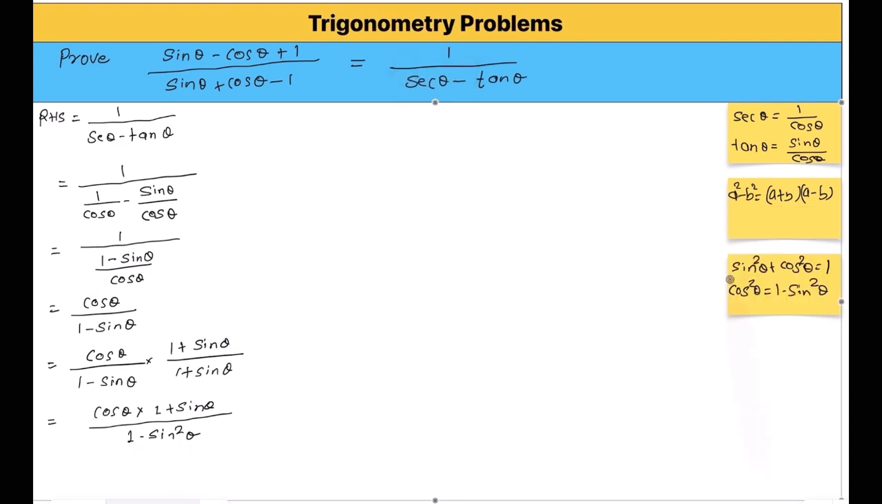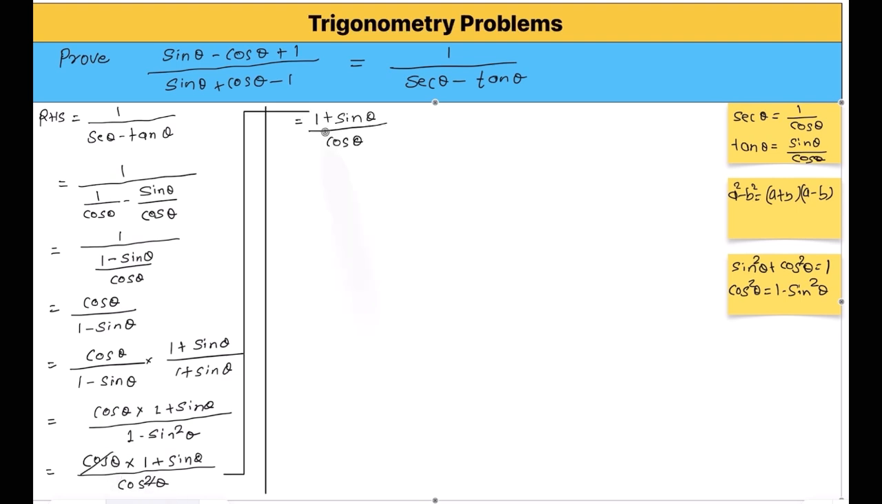We have already used this several times. Sin square theta plus cos square theta is equal to 1. So cos square theta is equal to 1 minus sin square theta. Let's replace this 1 minus sin square theta by cos square theta. What we get is cos theta into 1 plus sin theta upon cos square theta. Now 1 cos theta from numerator and 1 cos theta from the denominator gets cancelled. So what we get is 1 plus sin theta upon cos theta.